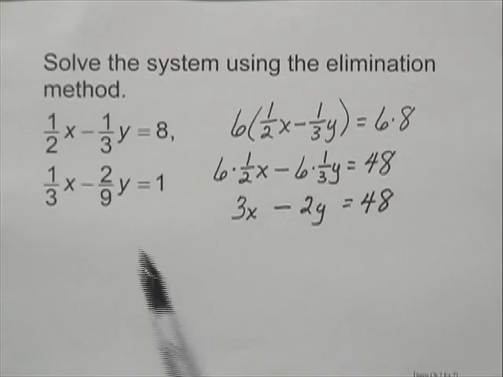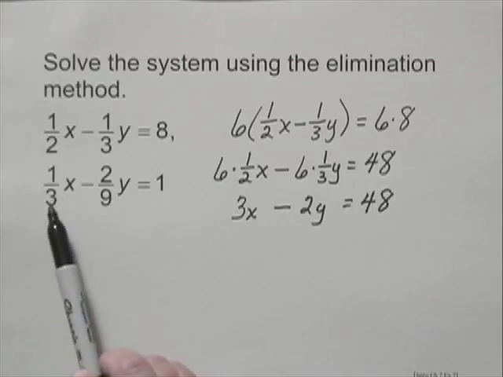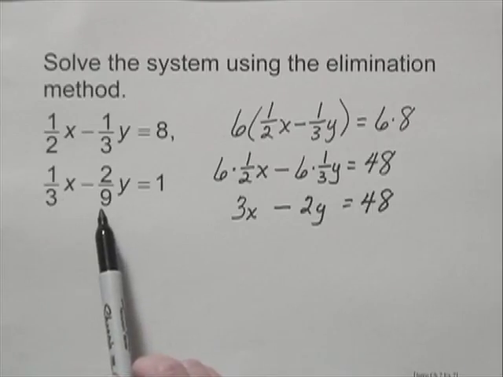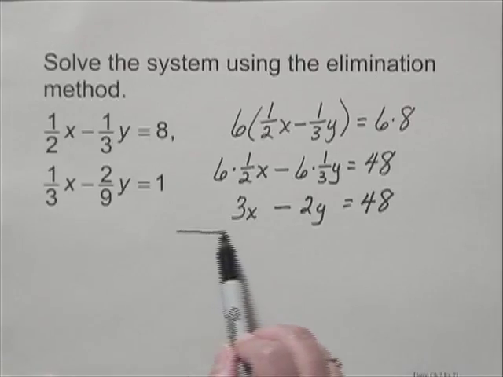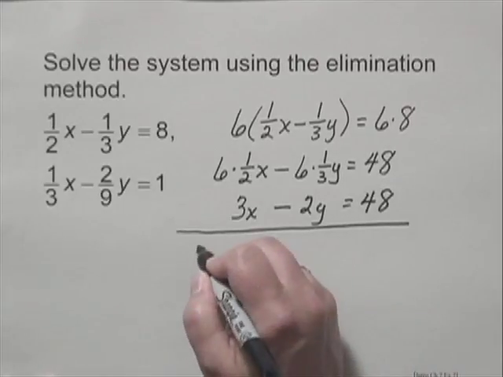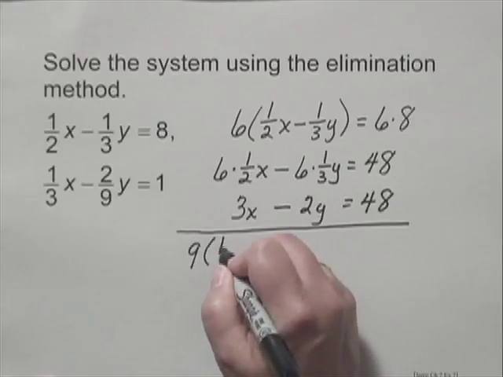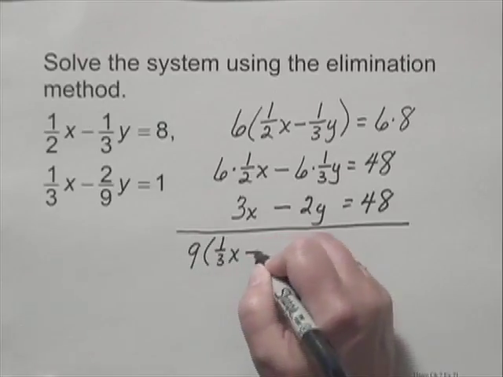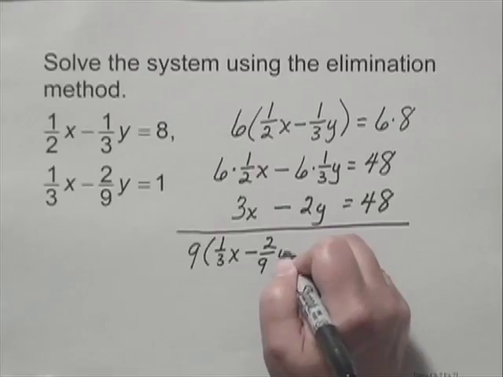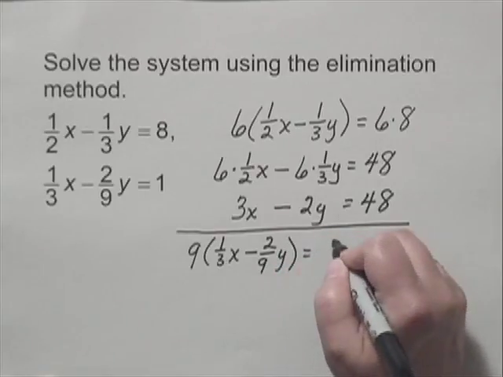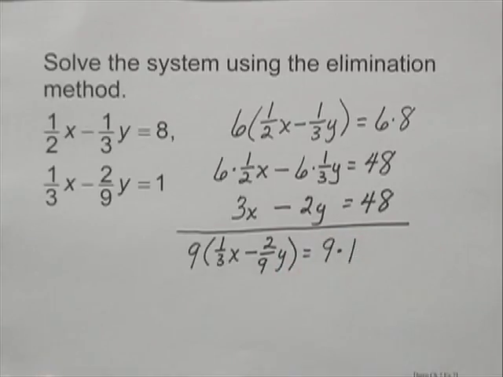Let's do the same type of thing with the second equation. The denominators are 3 and 9. The least common multiple of 3 and 9 is 9. So I multiply 9 times 1/3 x minus 2/9 y equals 9 times 1.